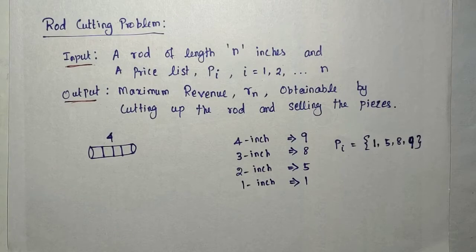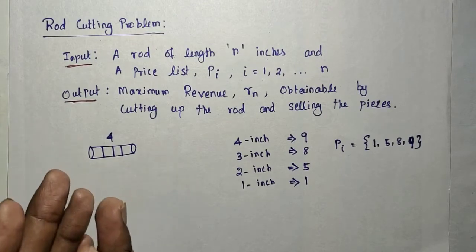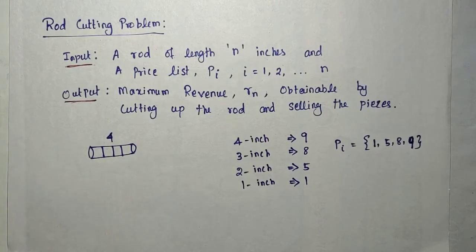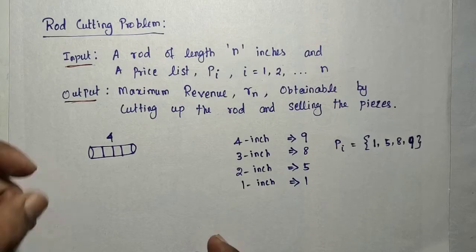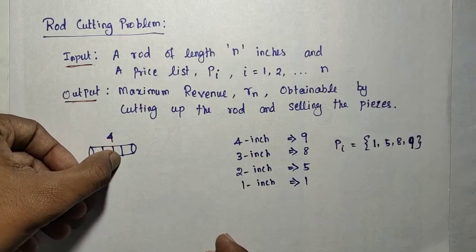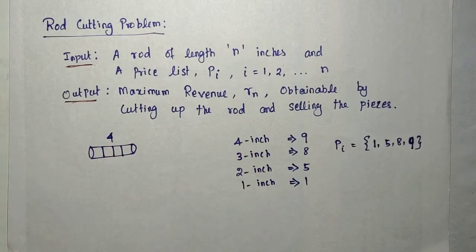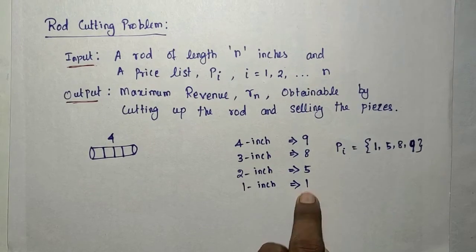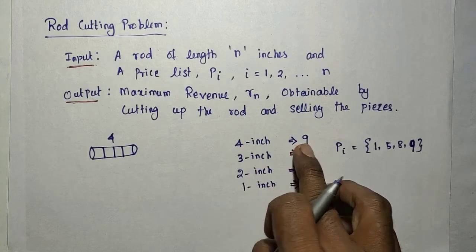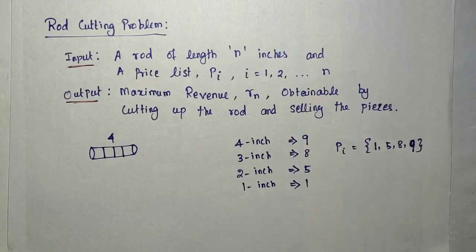So if you are selling the 4-inch rod as 4 individual 1-inch rods, making the cuts here and here, you will get 4 pieces of 1-inch rod. Selling 4 pieces of 1-inch rod, we will get 4 into 1, 4 rupees only. Instead, if you are selling the piece as it is, the 4-inch rod price is 9 rupees.